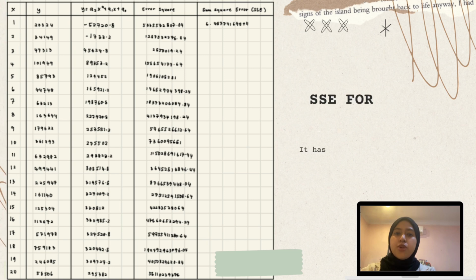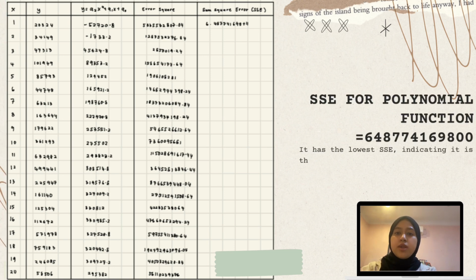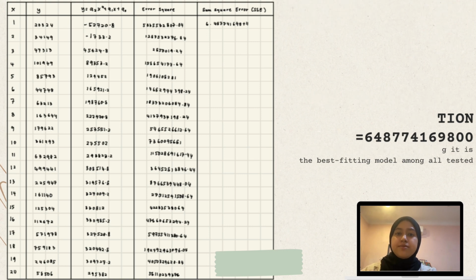Next one is the polynomial function, y equals a2x squared plus a1x plus a0. The SSE we got is 648,774,169,800. The quadratic polynomial captures the overall shape of the data much more effectively. It adjusts for sharp increases and decreases and offers a more accurate fit to the COVID-19 trend. It has the lowest SSE, indicating it is the best fitting model among all tested.